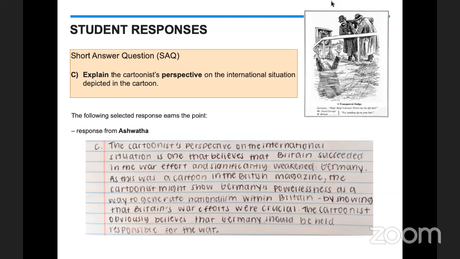So here is from Ashwatha. The cartoonist's perspective on the international situation is one that believes that Britain succeeded in the war effort and significantly weakened Germany. As this was a cartoon in the British magazine, the cartoonist might show Germany's powerlessness as a way to generate nationalism within Britain. By showing that Britain's war efforts were crucial, the cartoonist obviously believes that Germany should be held responsible for the war. That is such a nice response because we're really focused on the cartoonist's perspective in the international situation. So well done, Ashwatha. And then one more.